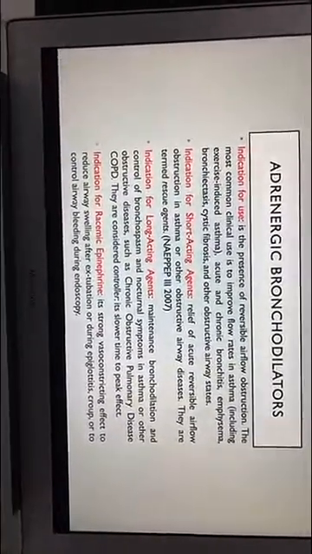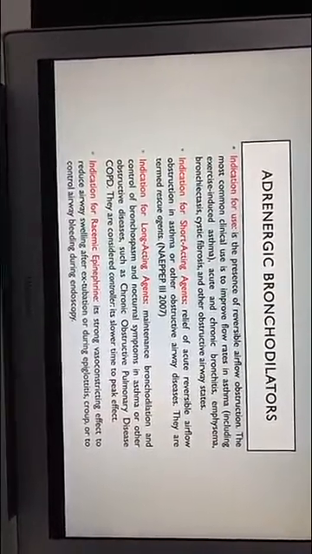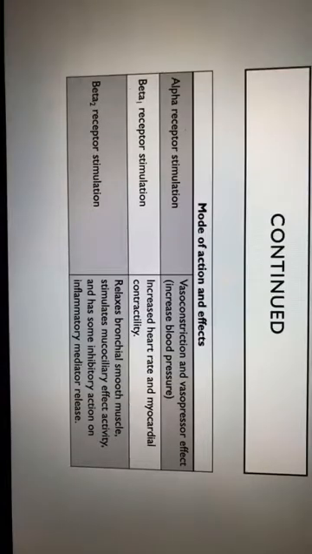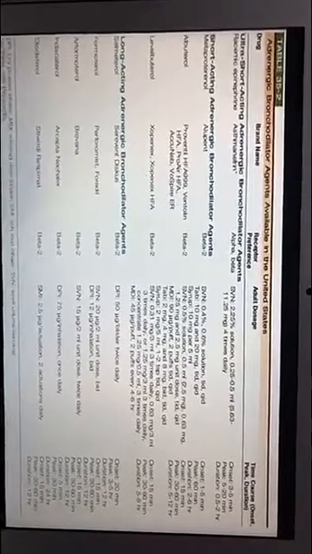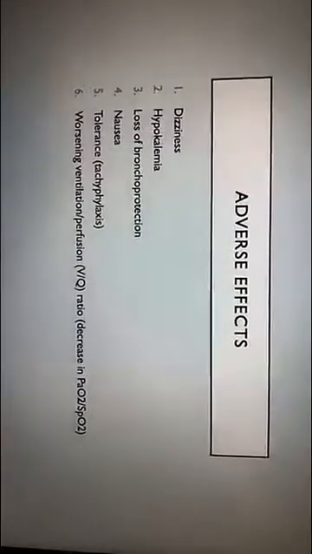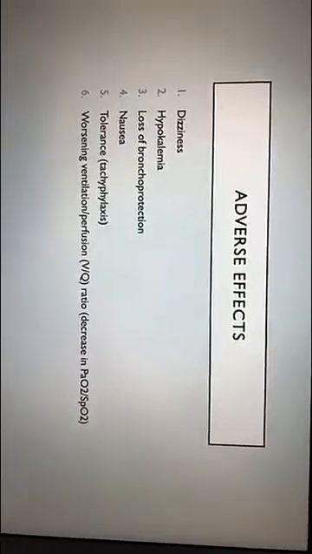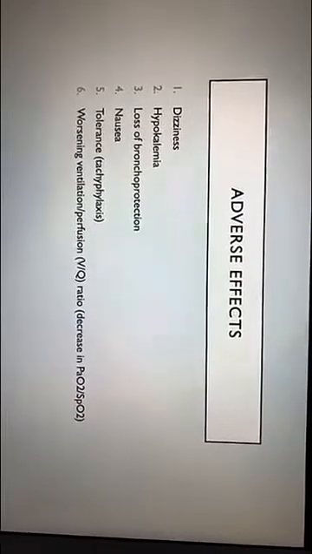Indication for racemic epinephrine: its strong vasoconstricting effect reduces airway swelling after extubation or during epiglottitis or croup, or controls airway bleeding during endoscopy. This table summarizes ultra-short-acting, short-acting, and long-acting adrenergic bronchodilator agents and their brand names, receptor preference, adult dosage, and time course: onset, peak, and duration. Adverse effects of adrenergic bronchodilators include dizziness, hypokalemia, loss of bronchoprotection, nausea, tolerance, tachyphylaxis, and worsening ventilation perfusion or VQ ratio.